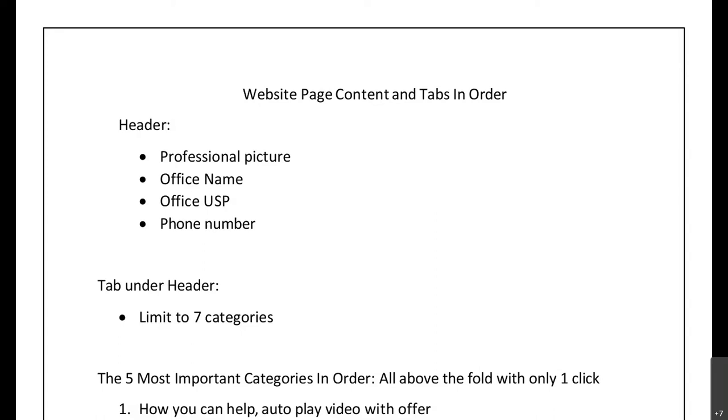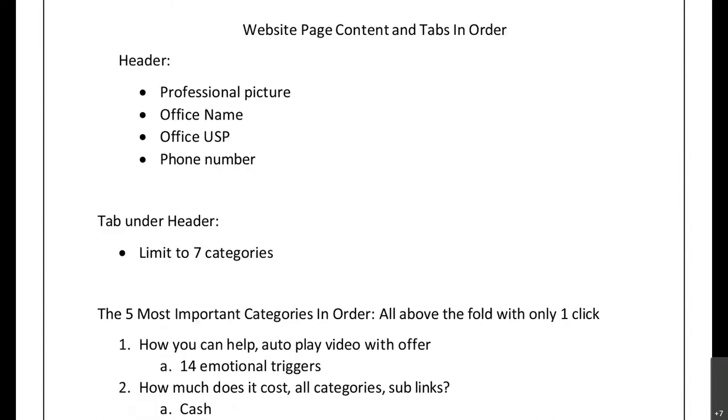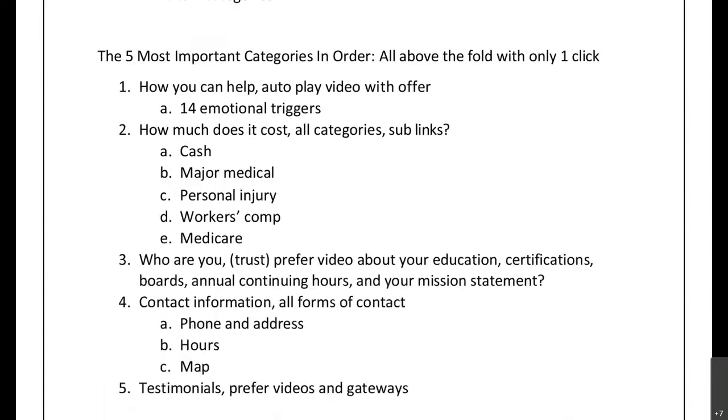So now, not only do you want 7 tabs or less, you want them in order under the header. So what are the most important tabs that we should be paying attention to here? Let's take a look at the 5 most important categories. Now, this is what is called above the fold. Now, this is a real important concept.